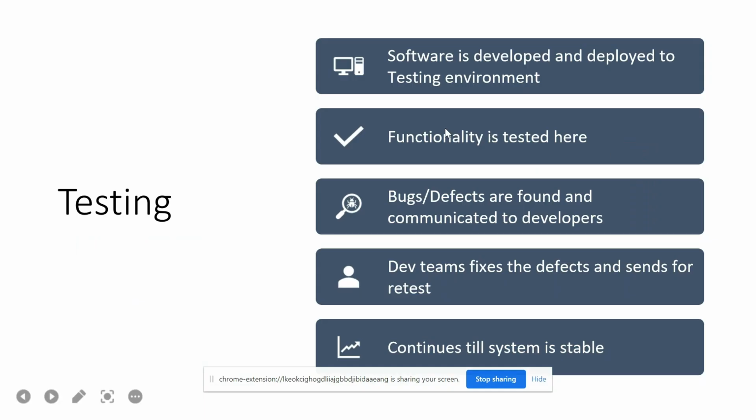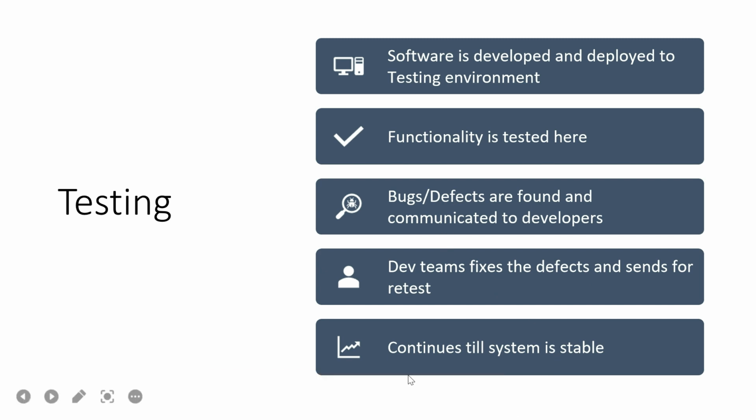Okay. So in the testing phase, we'll be finding the defects, and we'll also communicate them to the developers. And then the dev team, once they find it, only in the testing phase, this will also happen. They will fix the defects and send it back to us to retest and let us know. And this testing phase will go on until the system is stable. Okay. Understood?